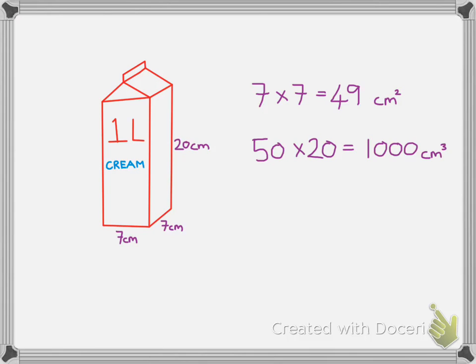Okay, so we're going from volume to capacity. That must therefore mean 1,000 centimetres cubed is equal to 1 litre. And we can see that from the bottle of cream.